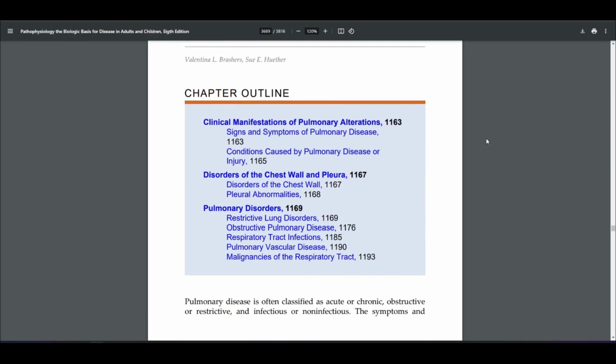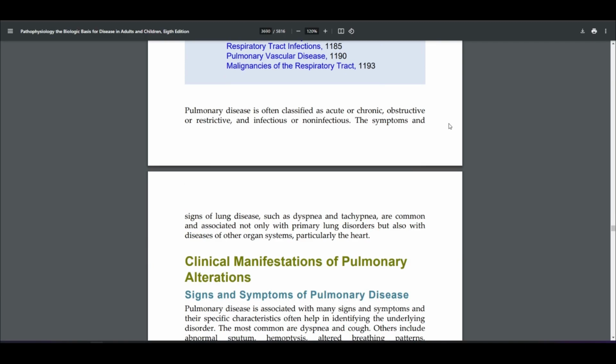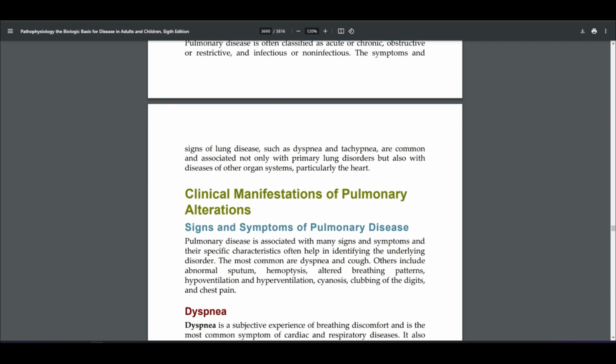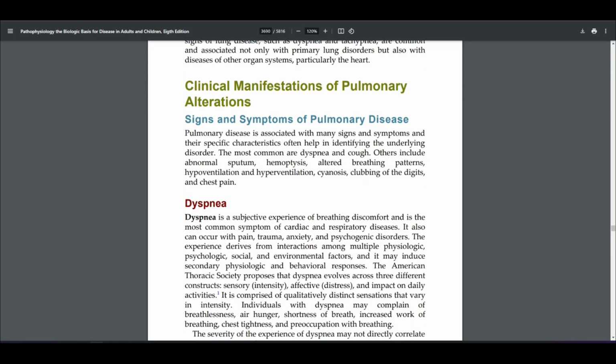So, the alterations of lung function. Pulmonary disease is often classified as acute or chronic, obstructive or restrictive, infectious or non-infectious. The signs and symptoms of lung disease, such as dyspnea and tachypnea, are common and associated not only with primary lung disorders, but also with diseases of organ systems, particularly the heart.